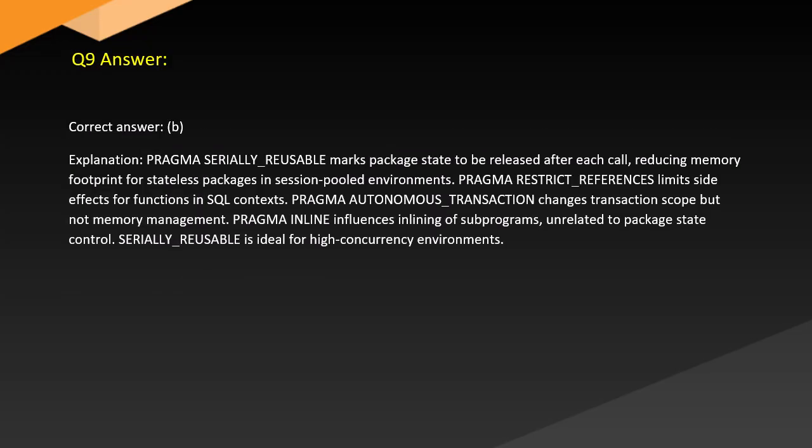Answer. Correct answer: B. Explanation. Pragma SERIALLY_REUSABLE marks package state to be released after each call, reducing memory footprint for stateless packages in session pooled environments. Pragma RESTRICT_REFERENCES limits side effects for functions in SQL contexts. Pragma AUTONOMOUS_TRANSACTION changes transaction scope but not memory management. Pragma INLINE influences inlining of subprograms, unrelated to package state control. Serially reusable is ideal for high concurrency environments.